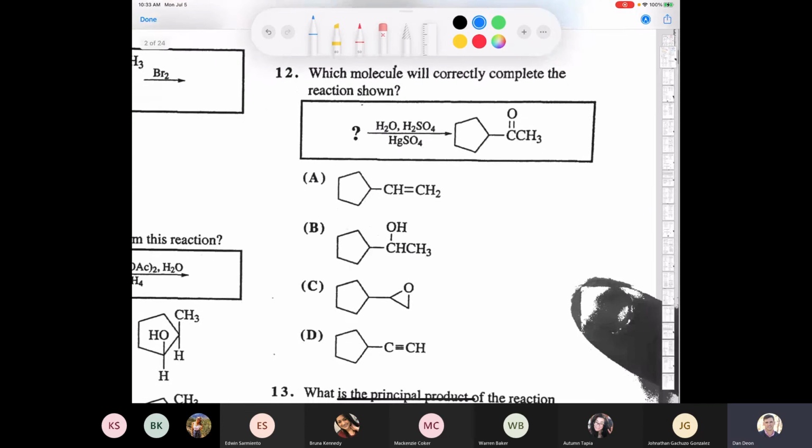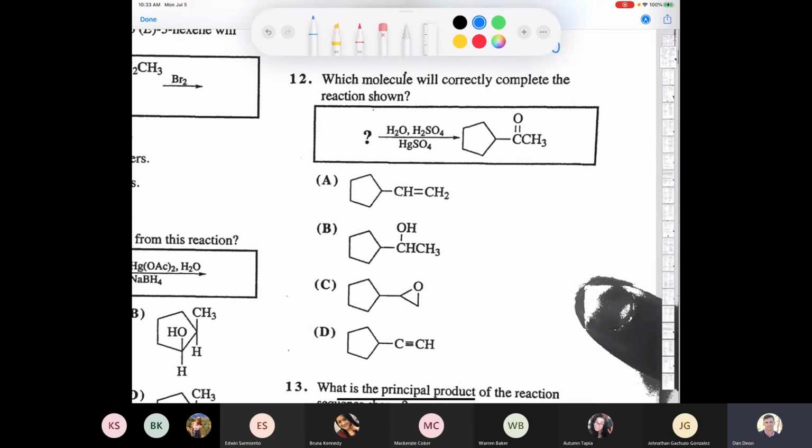Can we try? Okay, let's try one more. It's too much fun. Look, where did you see this reaction? Water, sulfuric acid, and mercuric sulfate. The only time we ever used mercuric sulfate in this class was to do a Markovnikov addition of water across a triple bond. Right? Only time. So could anybody tell me what would make the most sense out of the answers here? Exactly. I think my students are definitely on the right track.